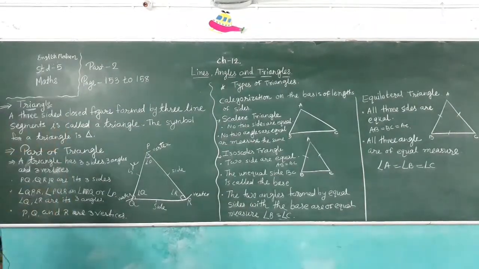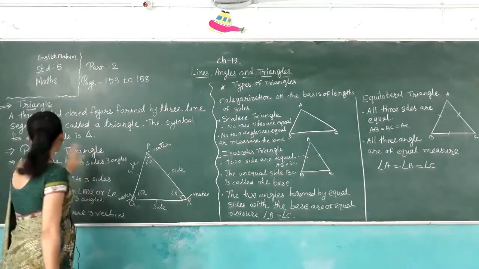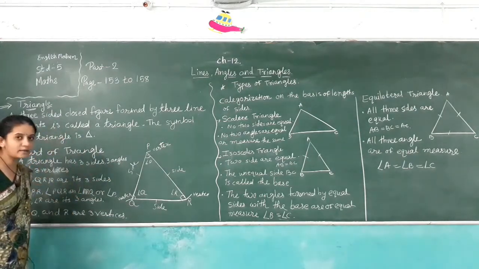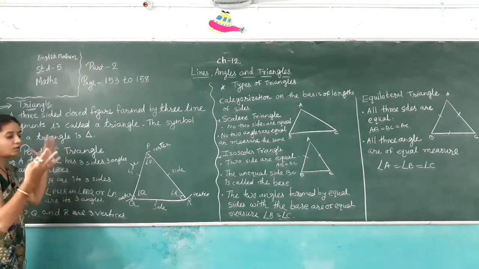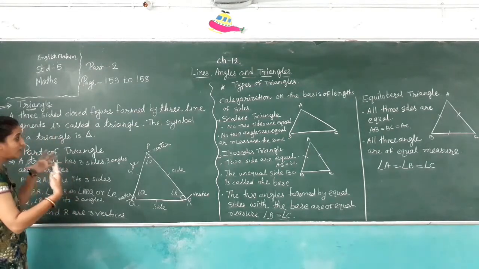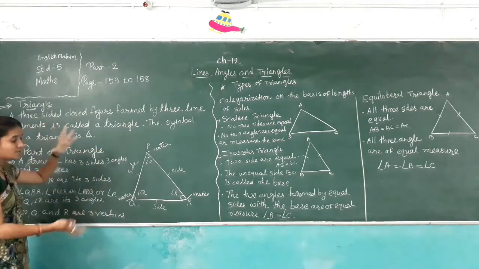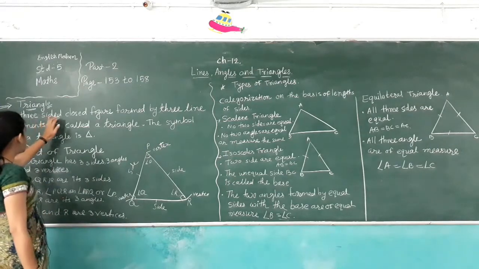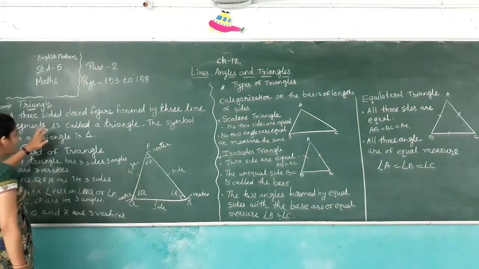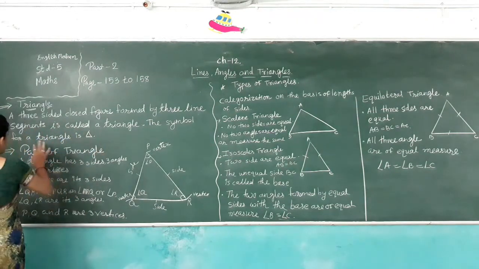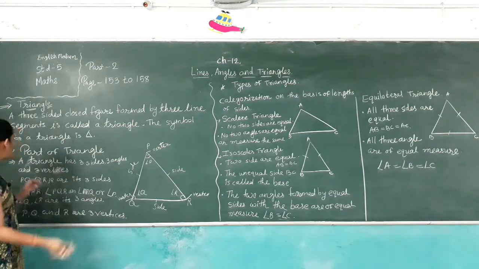Now next topic, triangle. A three-sided closed figure formed by three line segments is called a triangle. You already know how to draw triangles. You take three line segments and join them at perfect points, so it makes a triangle. The symbol of a triangle is a small triangle.